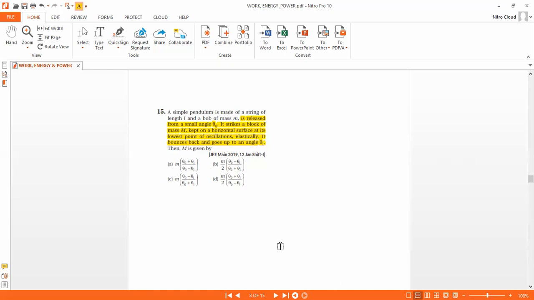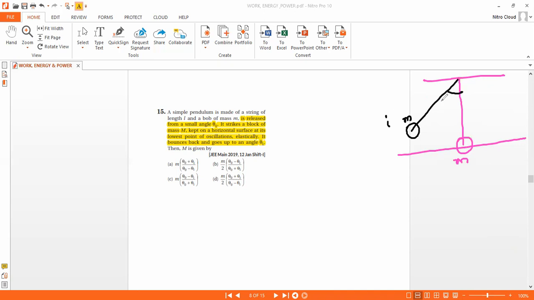Firstly, you can see here, I'll draw the diagram. A simple pendulum is made of a string of length L and bob of mass small m is released from a small angle. Suppose this is the bob at its mean position, and this is my horizontal surface. Initially, the bob is here, bob of mass m, at an angle theta naught.